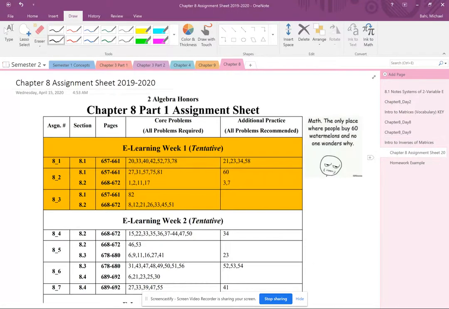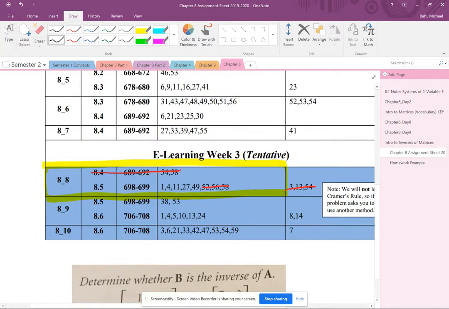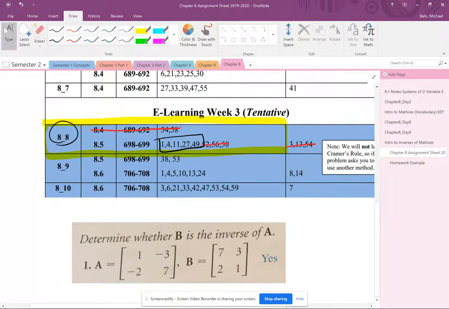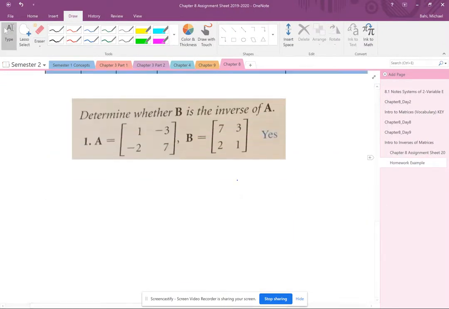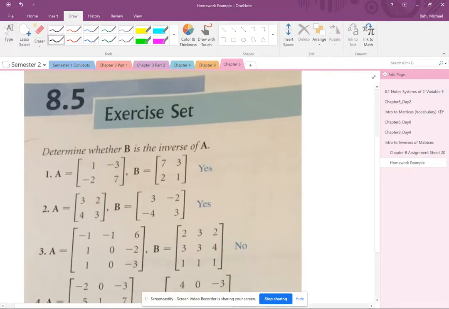Now on the homework, and by the way, make sure you note this. Since today's assignment is 8_8, ignore the problems I crossed out in red and just focus on these 5 problems. So here's one example from the homework. Actually, you know what? I don't want to do this one because it's too easy.